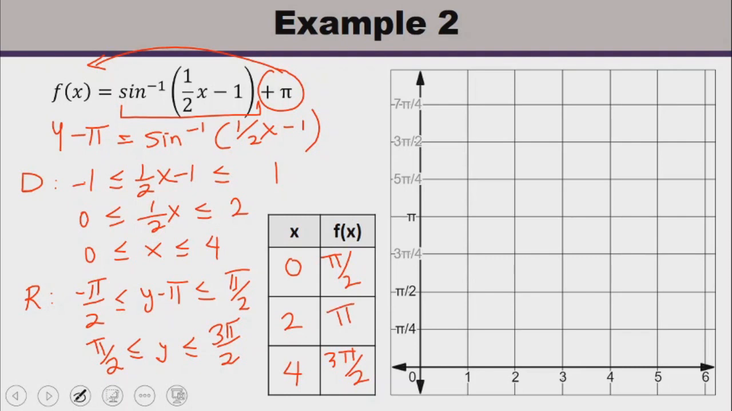Okay, so I can now graph this. So 0 takes pi over 2, and 2 takes pi, and 4 takes 3 pi over 2. Okay, so that graph is going to look something like that.